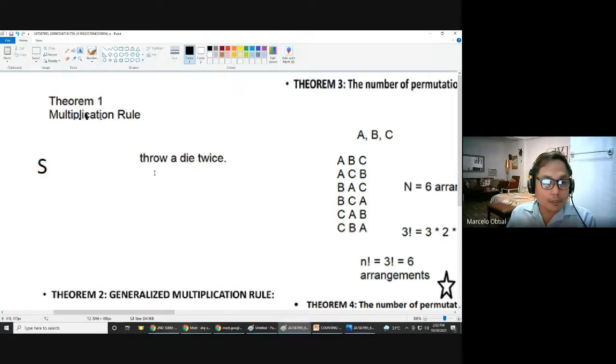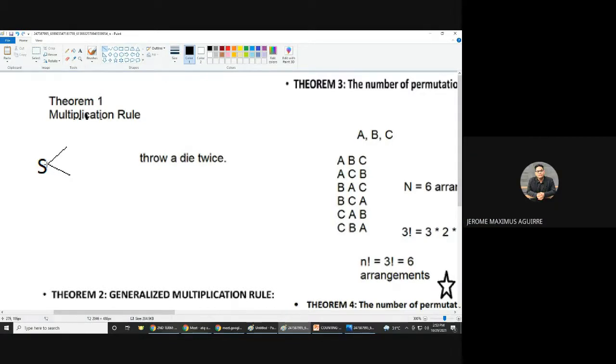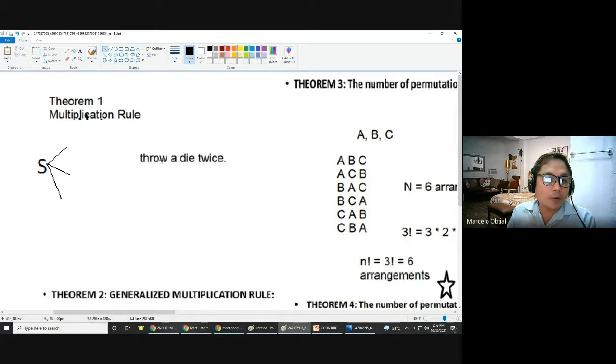Okay, the experiment: throw a die twice. So a die consists of 6 faces, it's a cube. So therefore, first na throw, ilan, Jerome? Ilan yung possible outcome sa first na throw? 36 po, sir. First na throw muna tayo. Throw a die twice. Isang die, ito-throw mo siya 2 times. Okay, first na throw, at second na throw.